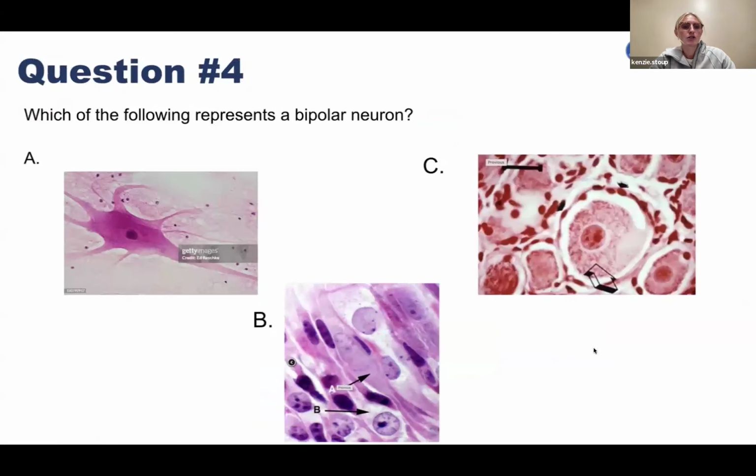So then if we go here, question number 4, it says, which of the following represents a bipolar neuron? So we can go ahead and just look at the histology.